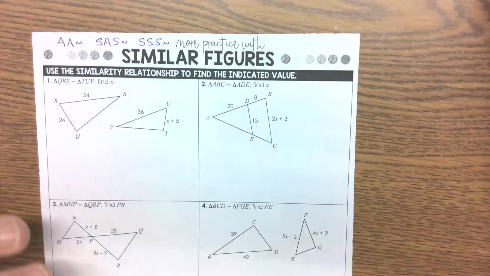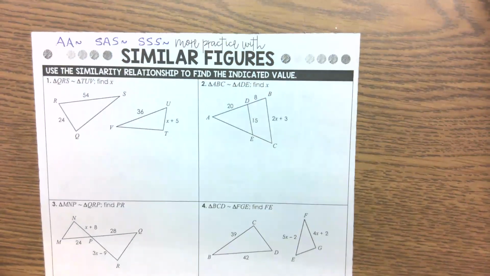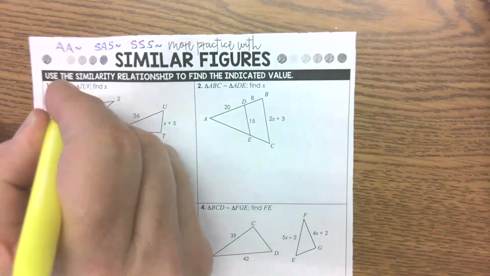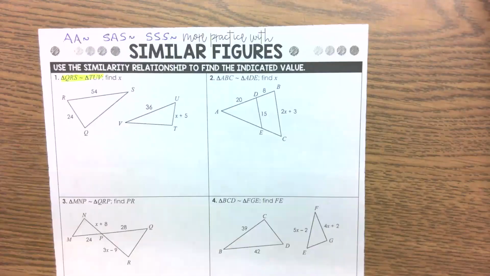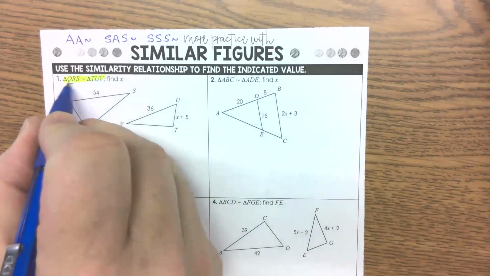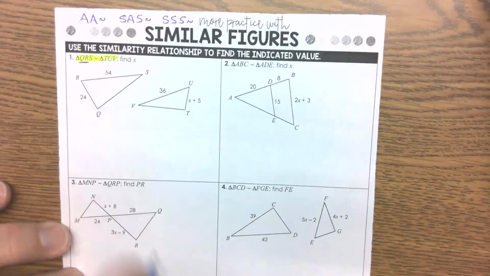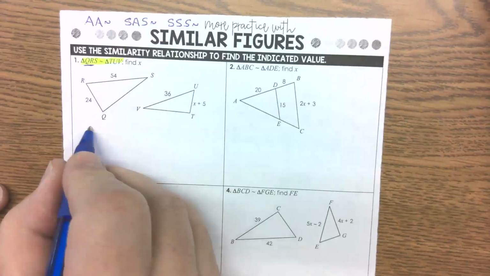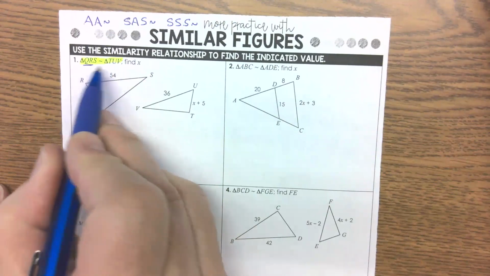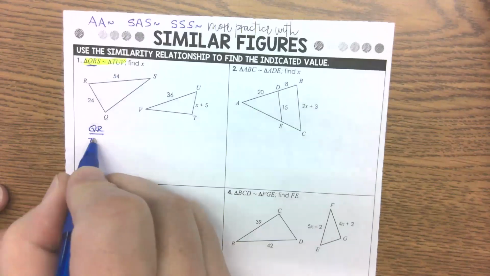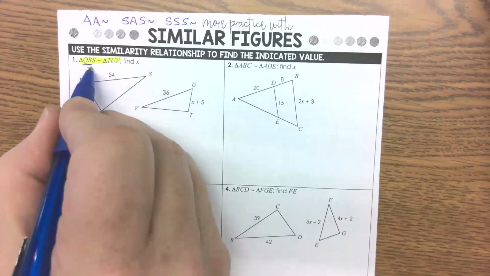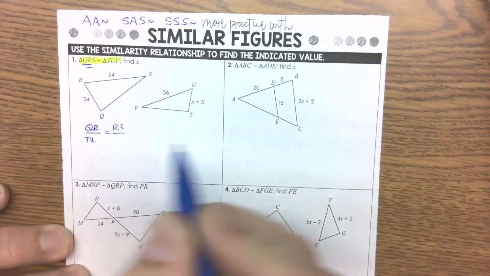And so if we have two shapes that are similar, we can write a similarity statement like that. And what that tells us is which pieces match up. So I can say that, for example, QR is to what? Good. TU as RS is to what?